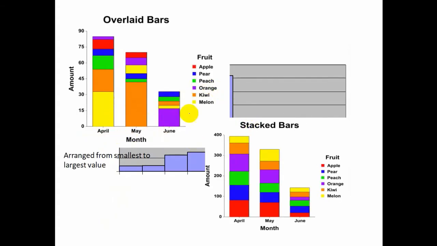Now overlaid bar graphs. This is the stake bar, and this is the overlaid graph. So stake bar and overlaid graphs are a little bit similar, and in the overlaid graph we arrange from smallest to largest value.